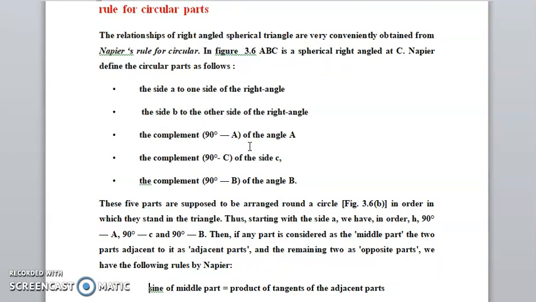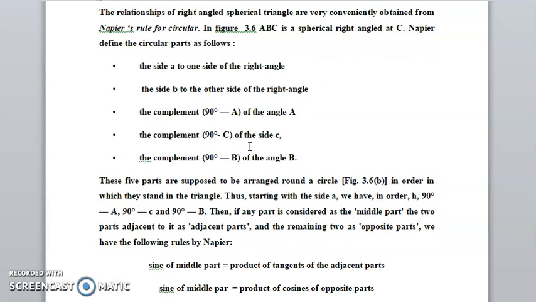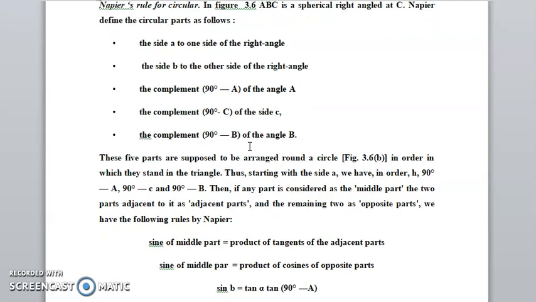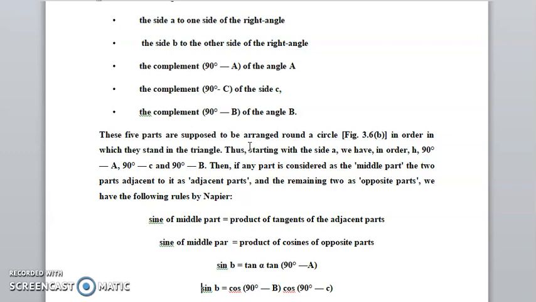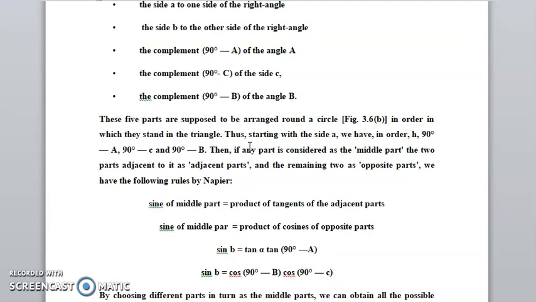These five parts are supposed to be arranged round a circle in the order in which they stand in the triangle. Starting from the side a, we have the order a, b, 90 minus A, 90 minus c and 90 minus B. Then any part is considered as the middle part, the two adjacent parts are the adjacent parts and the remaining two are the opposite parts. We have the following Napier rule: the sine of the middle part is equal to the product of the tangents of the adjacent parts, and the sine of the middle part is equal to the product of the cosines of the opposite parts. For example, sine b equals tan a tan (90 minus A), and sine b equals cos (90 minus B) cos (90 minus C).